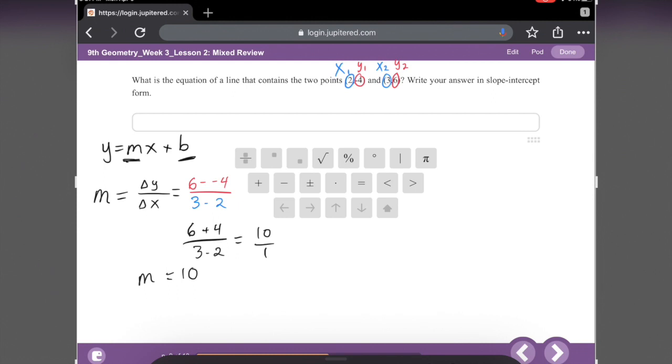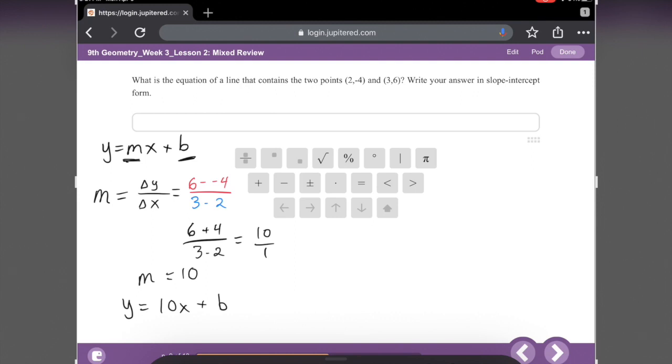Now we have to put that into the equation that we have so far. y equals 10x plus b. So the only thing we have left to find is this b value. To figure that out, we just plug in one of the coordinate pairs that we're given in for x and y. Then we'll have an equation just involving b that we can solve for b. And then we'll have our final answer ready to go.